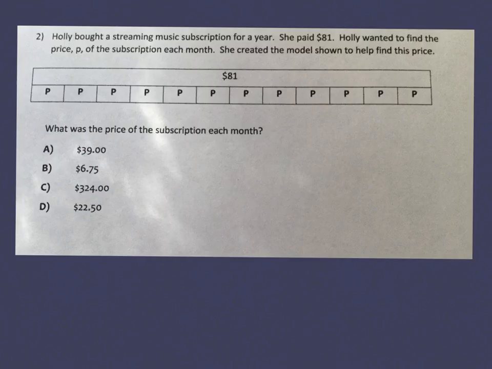In our last problem, Holly bought a streaming music subscription for a year. She paid $81. Holly wanted to find the price, P, of the subscription each month. She created the model shown to help find this price. So she took the total cost, $81, and she drew it here. Then she drew what looks like 12 P's.